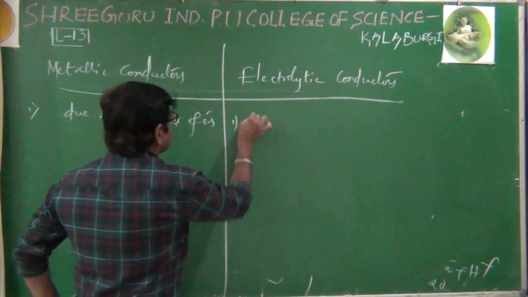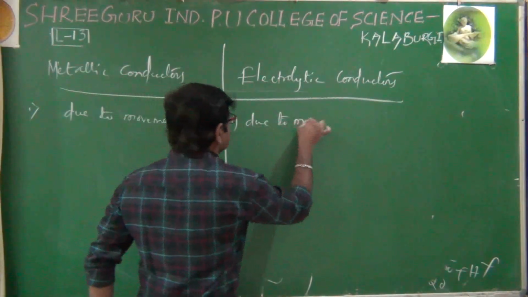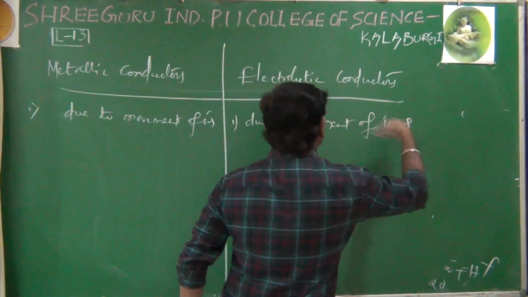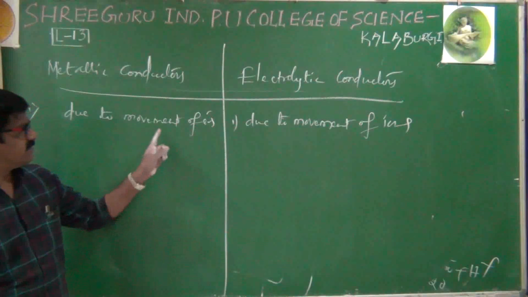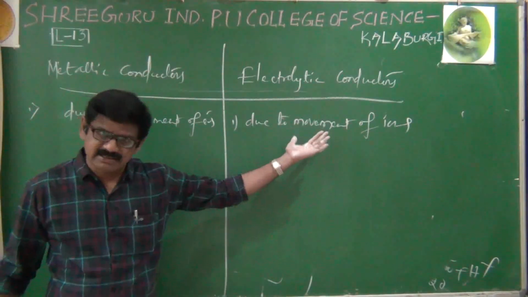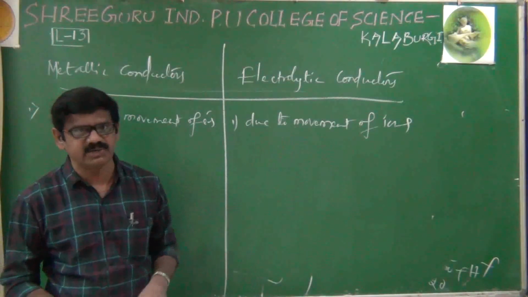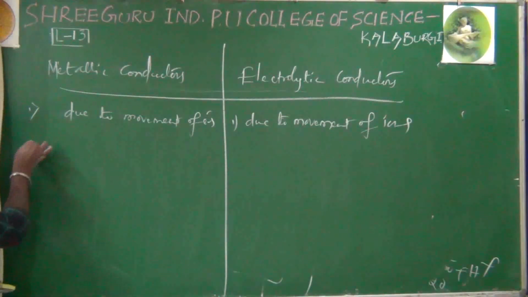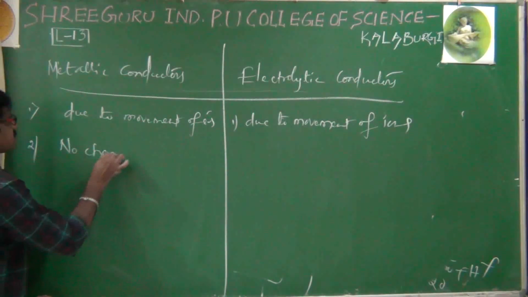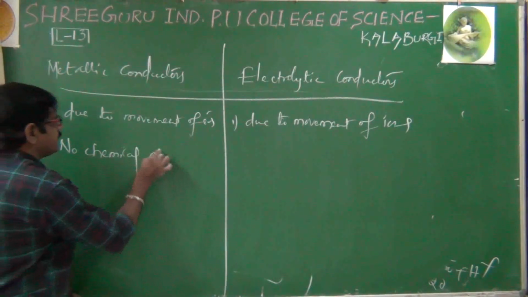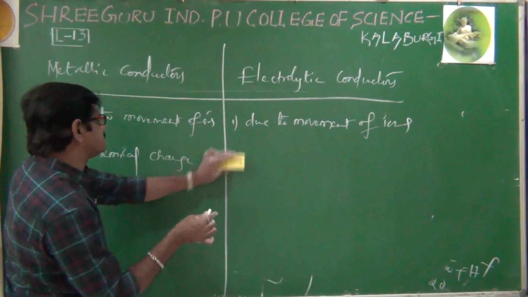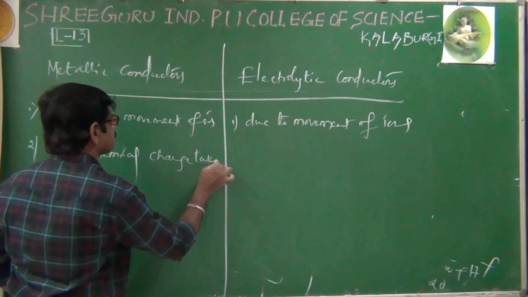Here, due to movement of ions. Here due to movement of electrons, here due to movement of ions. That's all, this point we have already discussed just now, already familiar to you. Second one, no chemical change occurs. No chemical change takes place.